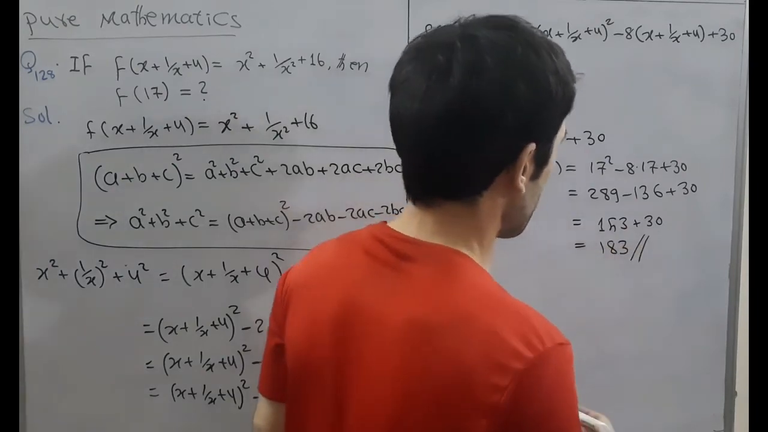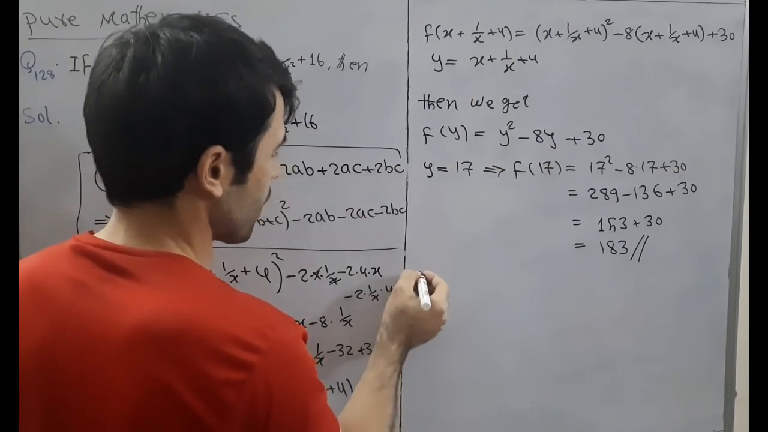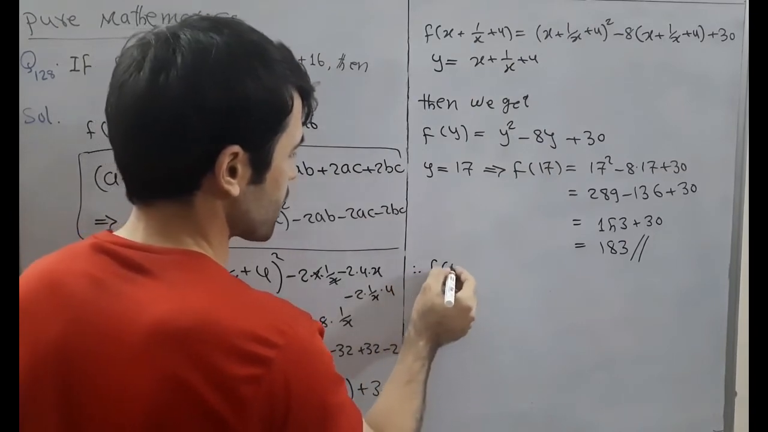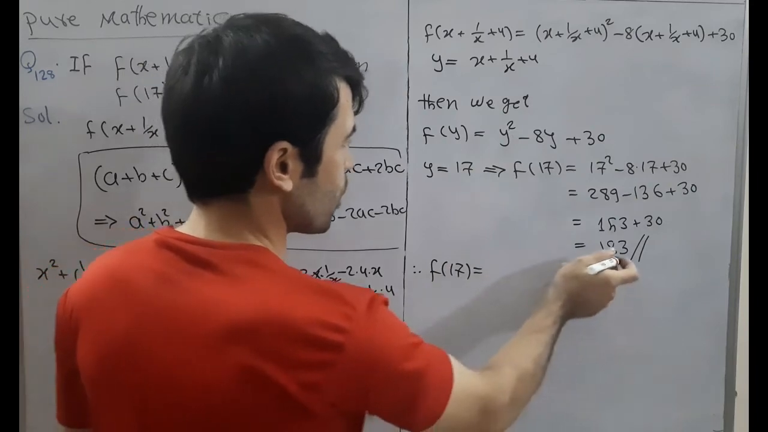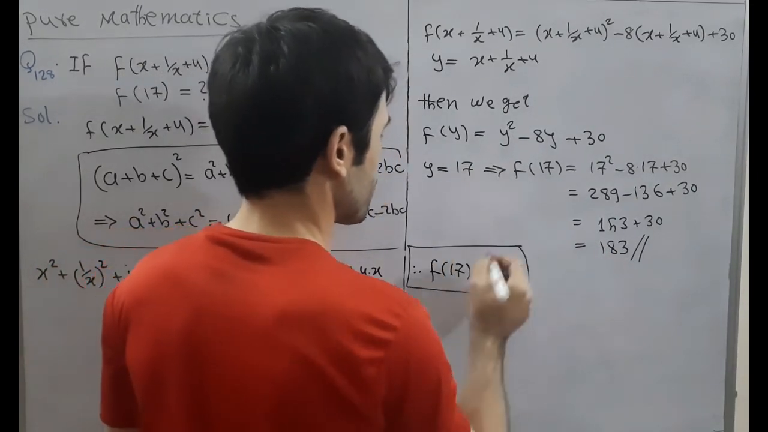It is the solution of this question. Therefore f of 17 is equal to 183. It is the answer of this question.